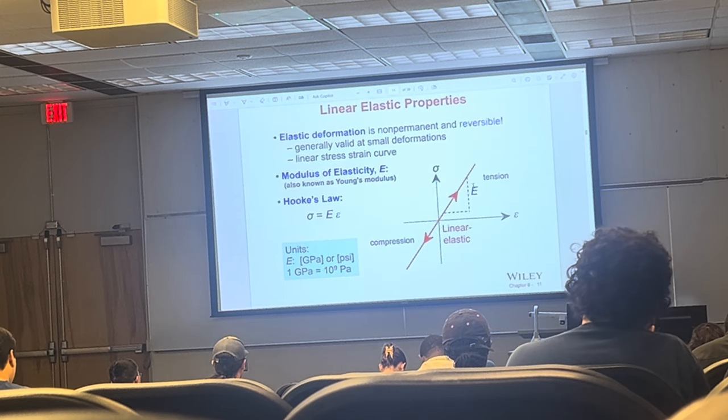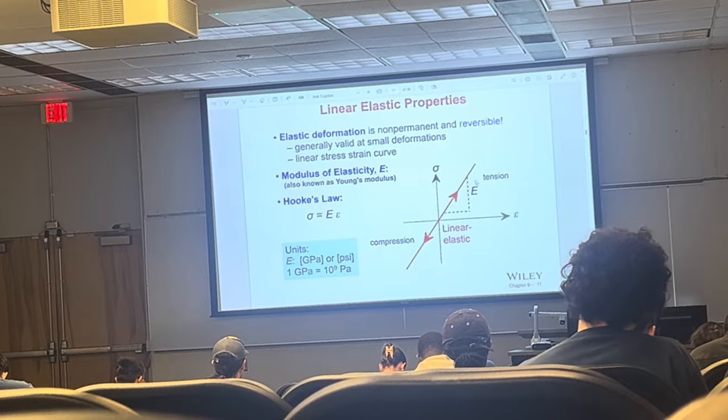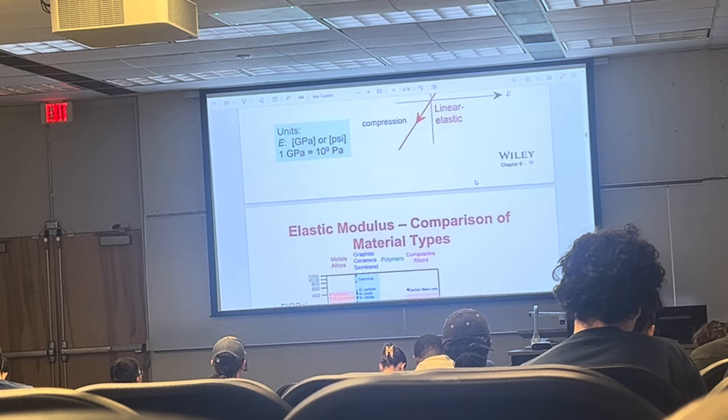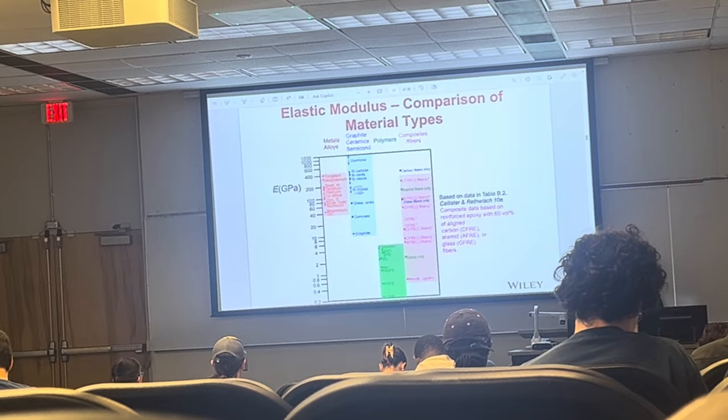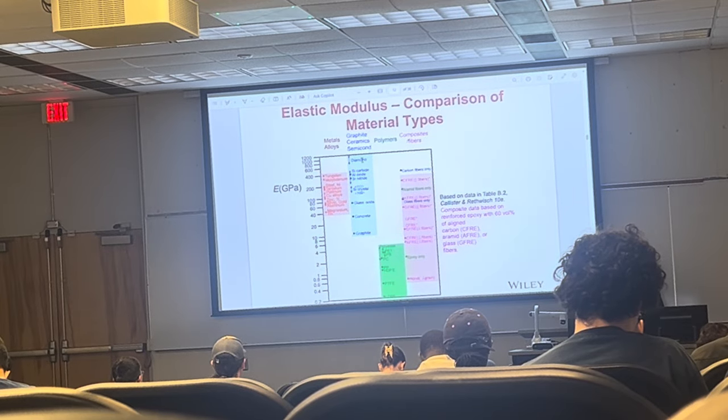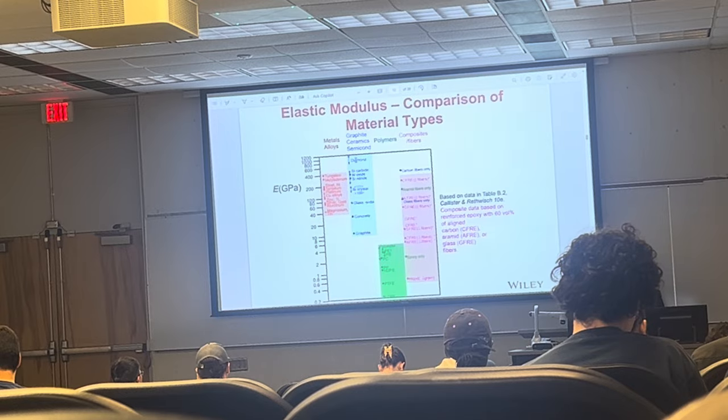And during this deformation, we're just stretching the bonds between the atoms. That's what's related to this course. If we look at the comparison of 4 classes of materials, we see that there is no material that has higher elastic modulus than diamond. What is the elastic modulus of diamond?